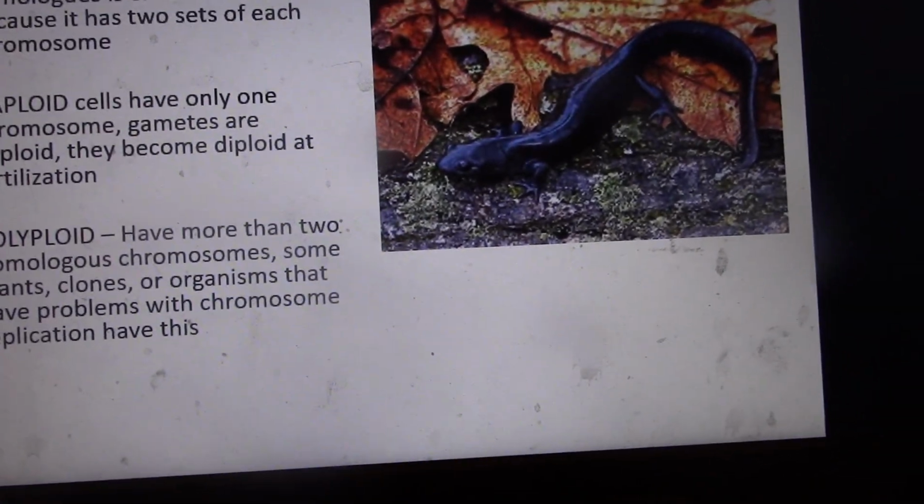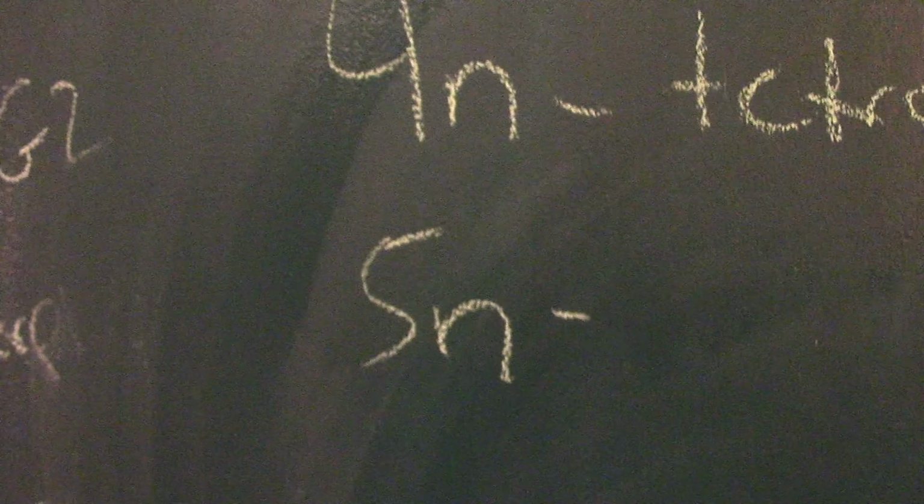All right, I'm going to talk about the salamander here in a second, but you don't necessarily need to just have haploid and diploid. Anything above haploid or diploid is called polyploid. So you could have triploid cells. You could have tetraploid. You could have anything that's an even number that you can split, right? This is pentaploid.